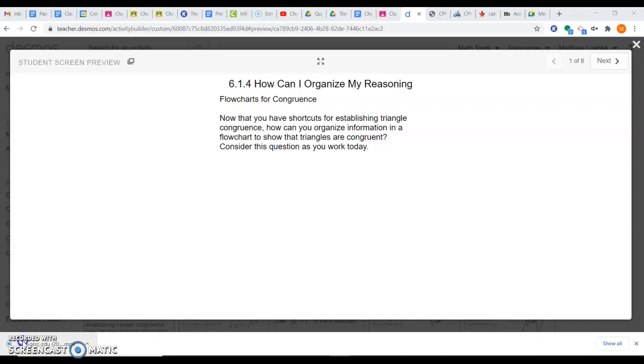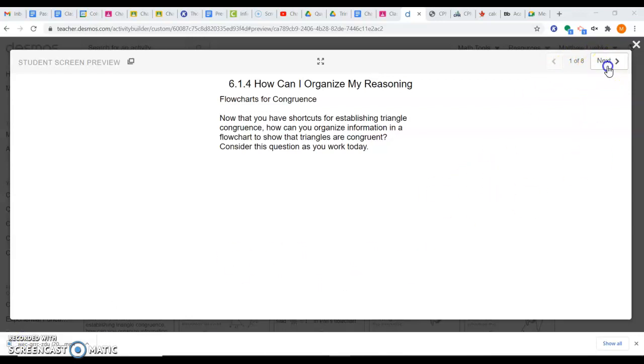Here is my video guide for lesson 6.1.4, titled How Can I Organize My Reasoning? We're going to organize our reasoning today with flowcharts. Similar to what we did in our similarity unit, where we used flowcharts to say two triangles are similar, now we're going to start organizing flowcharts to say two triangles are congruent.